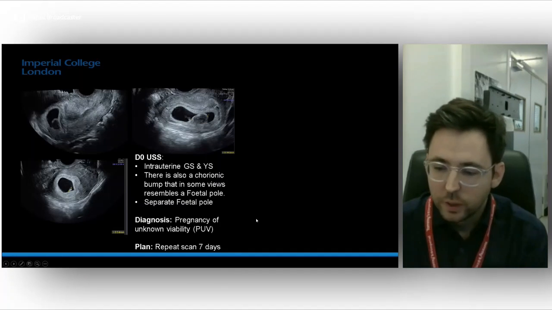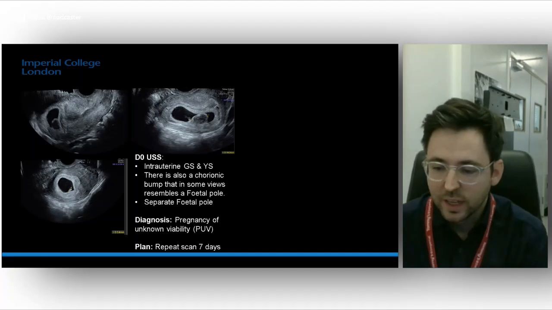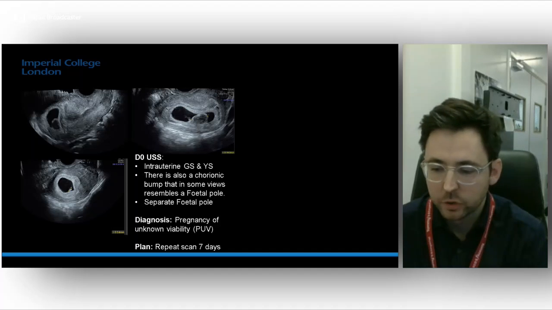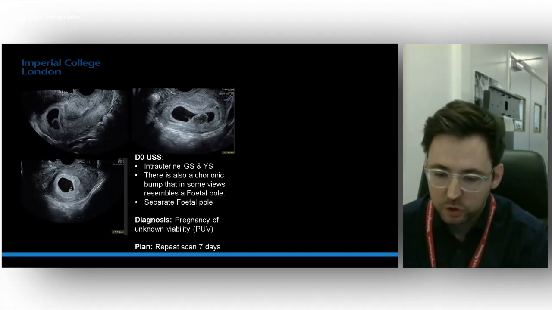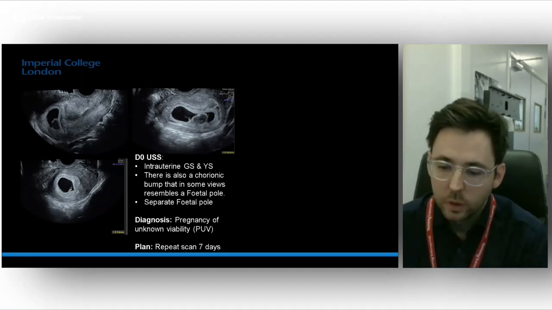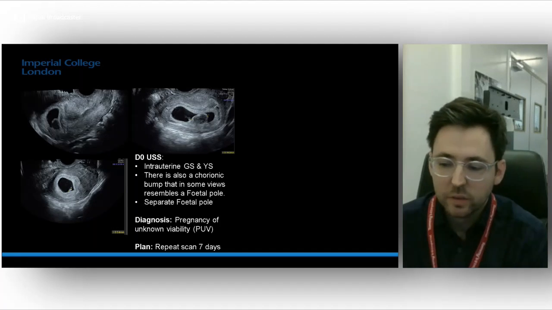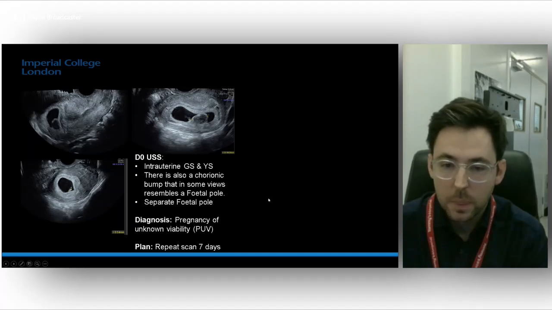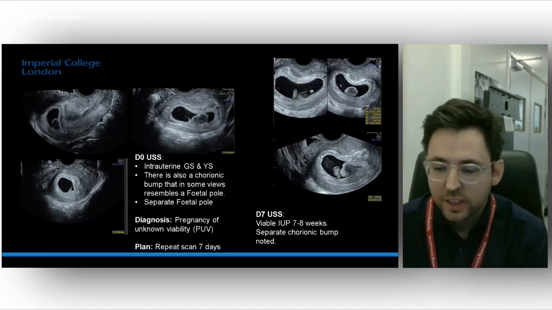On the initial ultrasound at the early pregnancy unit, an intrauterine gestational sac and yolk sac were visualized. The CRL measured in the fertility clinic, although in some views could represent a fetal pole, on closer inspection resembled a chorionic bump with a separate, much smaller fetal pole. Because of this, the diagnosis was made of a pregnancy of unknown viability, and a repeat scan was scheduled in 7 days. On the next image, the day 7 ultrasound showed a viable intrauterine pregnancy with a separate chorionic bump.